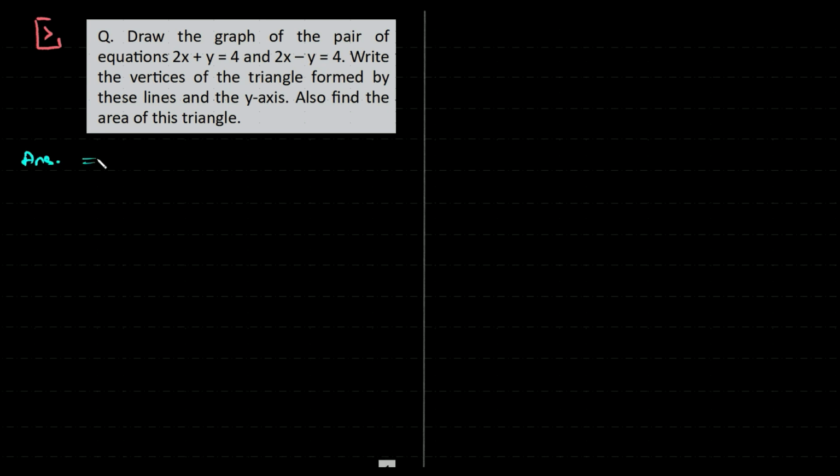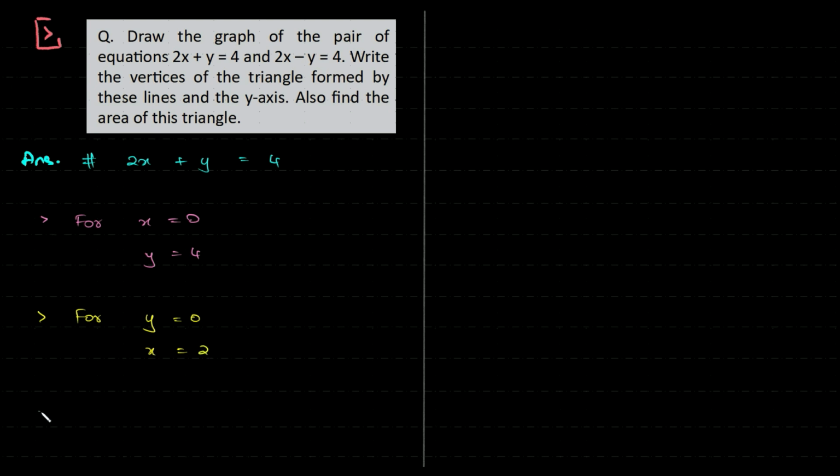So the very first thing is finding the coordinates. 2x plus y is equal to 4. Any method you want, you can follow that. I'll just go with x is equal to 0 and y is equal to 0. So y is equal to 4. I don't need to show the calculation because it's a long question. For y is equal to 0, x is equal to 2.